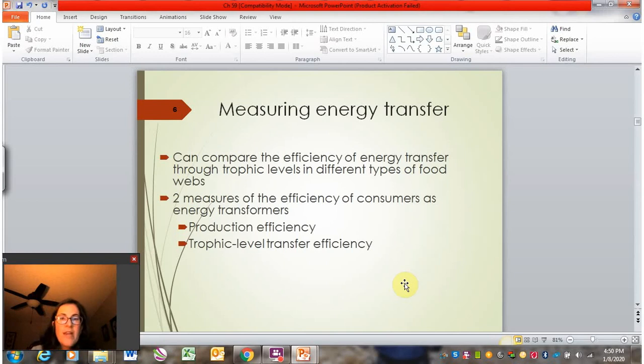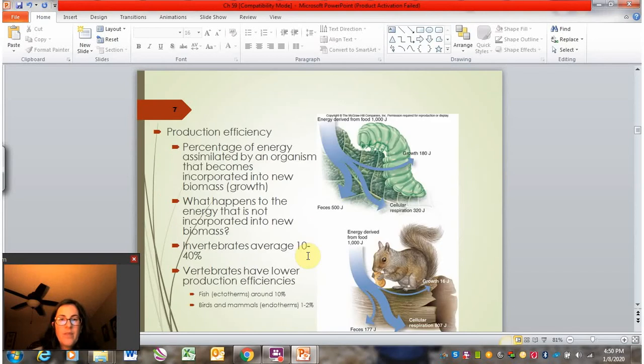So to understand energy transfer, we can actually do some measurements to get an idea of how efficient energy transfer is. And there's 2 values we'll look at: production efficiency and trophic level transfer efficiency. Production efficiency is a way to measure the amount of energy that's actually incorporated into an organism's body. So it's actually like looking at growth and biomass. So this can be measured by using weights, for example.